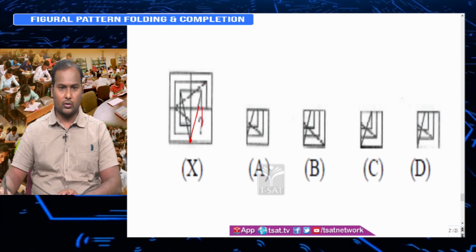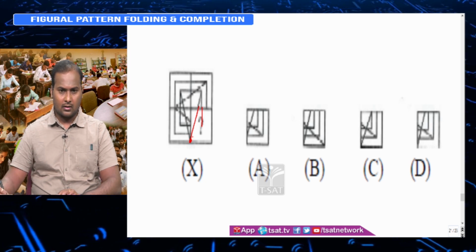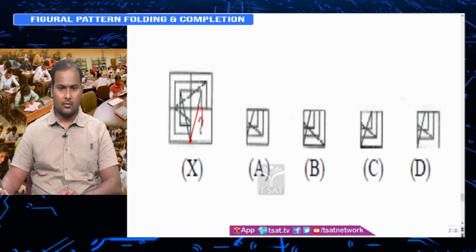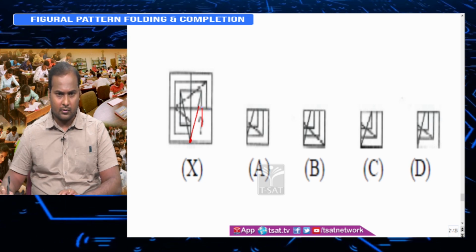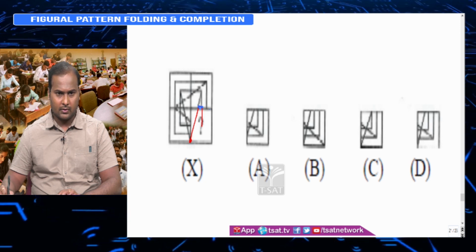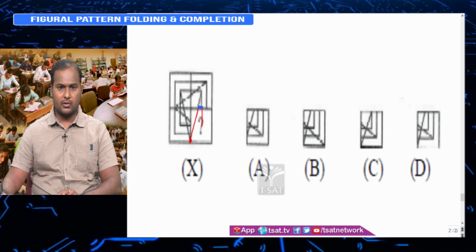From here, two things. One is, see here, the line is still to the complete one. And the second one is, here there is a gap. You need to observe this gap because this is very important. So there is a gap here. So that is the reason you can eliminate some options based on this.